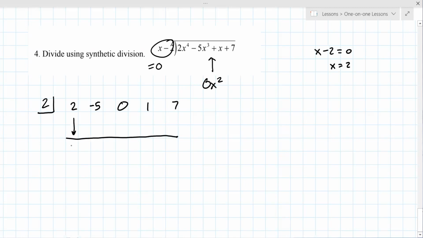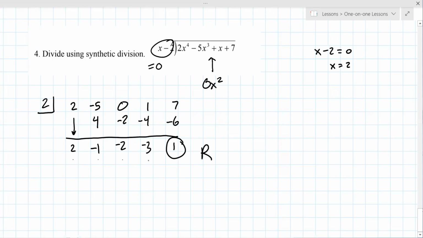You just bring this 2 down, and then you multiply 2 times the 2 in the box. That makes 4. Add them up, that's -1. Multiply -2, add them up, -2 times 2 gives you -4. Add them up, -3, -6 here, and 1. So this last one is your remainder. It's not equal to 0. We'd like it to be, but it's not.